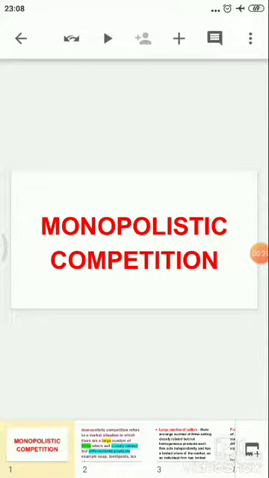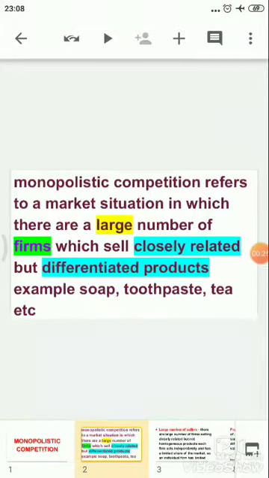The other name for monopolistic competition is imperfect competition. Now the definition of this competition says that this competition refers to a market situation in which there are a large number of firms, that means sellers, which sell closely related but differentiated products. Now you must pay attention here that in this type of market form, there are a large number of buyers and sellers both, but the firms here are selling closely related products. They are not selling homogeneous products as was the case in perfect competition.